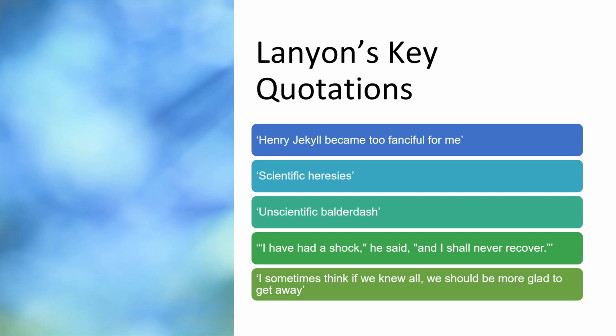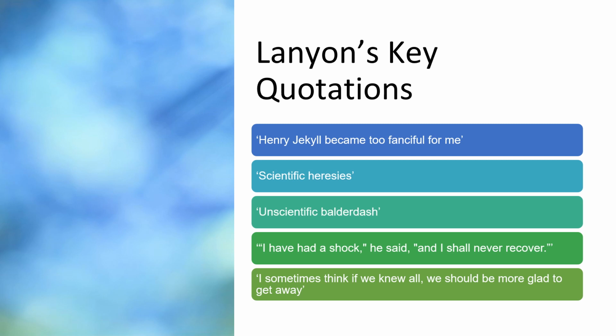Some key quotations from Lanyon. If you were to get an essay about Lanyon, I would always use these quotations. He does say that Henry Jekyll is too fanciful for him. I would zoom in on that adjective fanciful, how it makes everything seem like a bit of a fantasy. It makes Jekyll seem a bit strange, and it definitely makes Jekyll seem very unscientific, actually, like he's living in this sort of fantasy world.